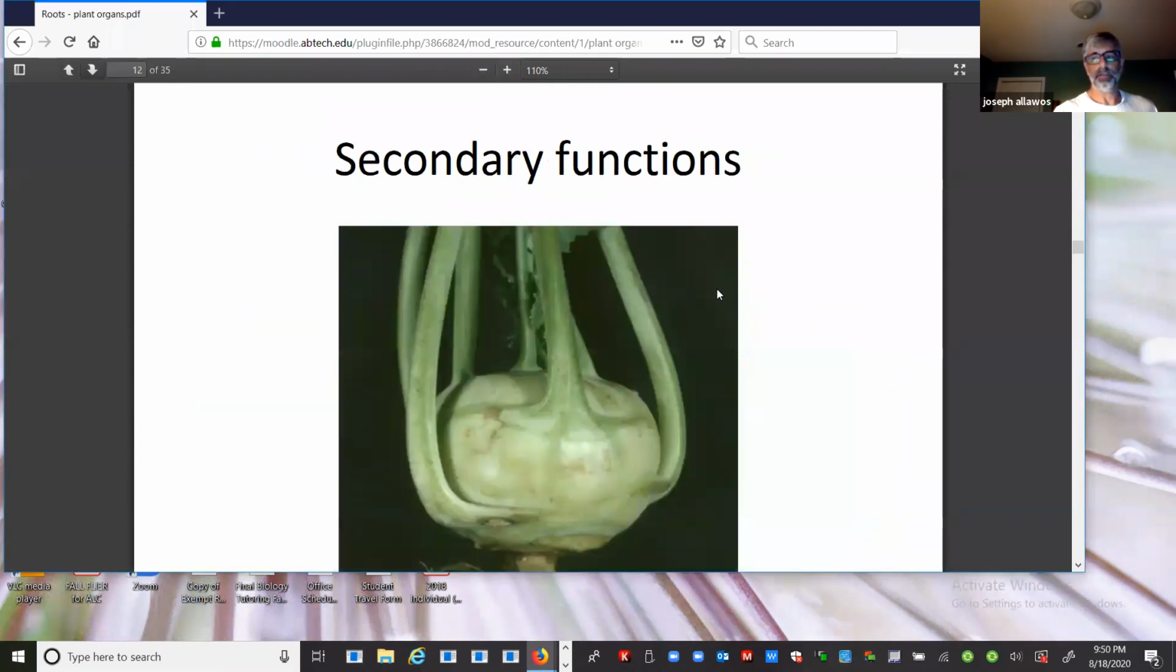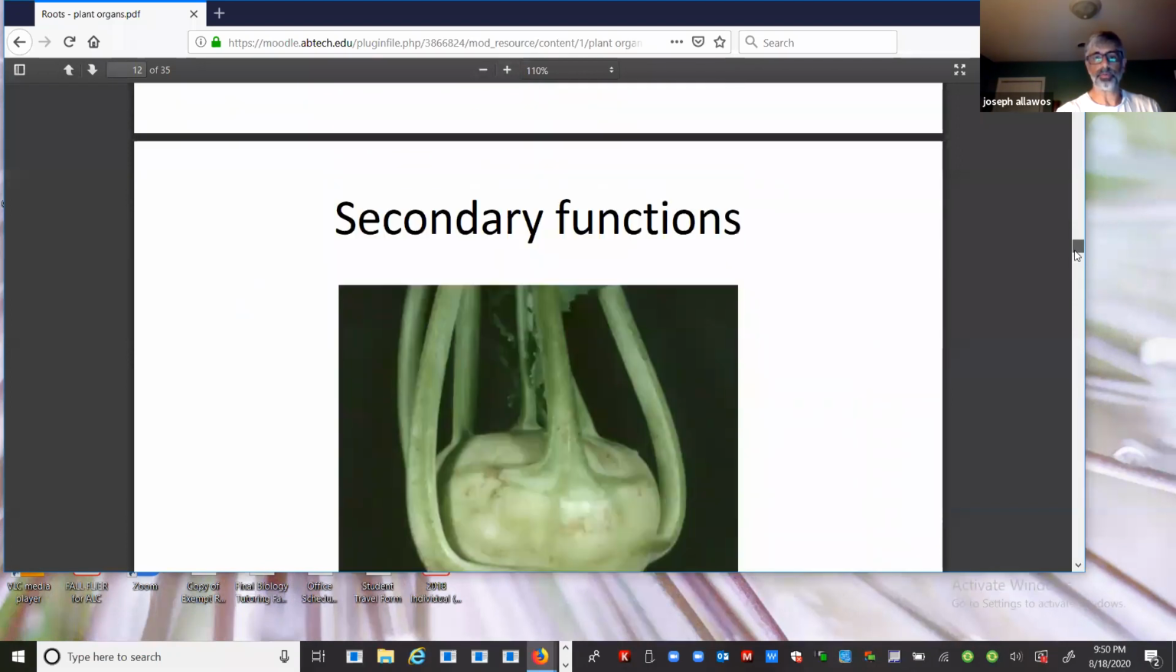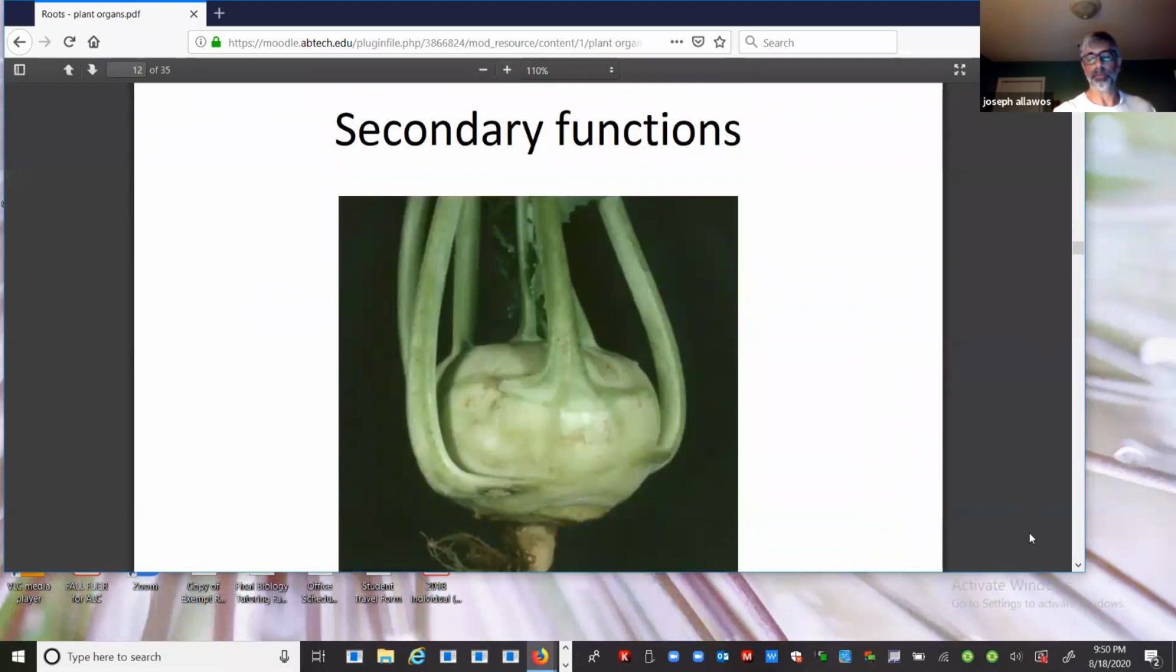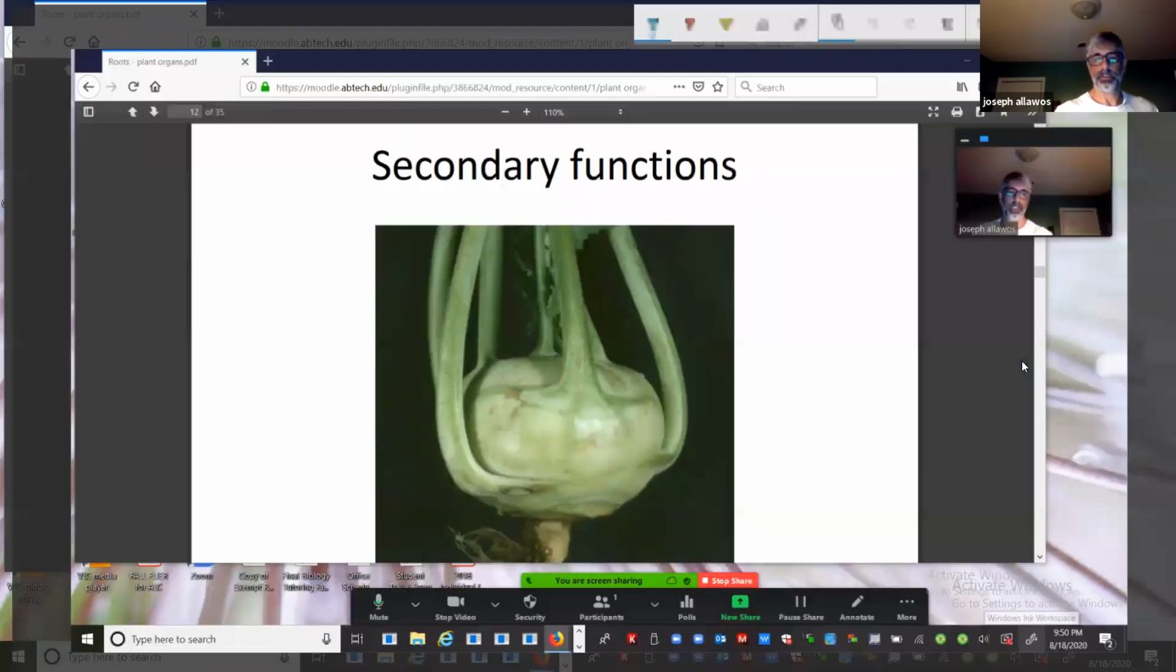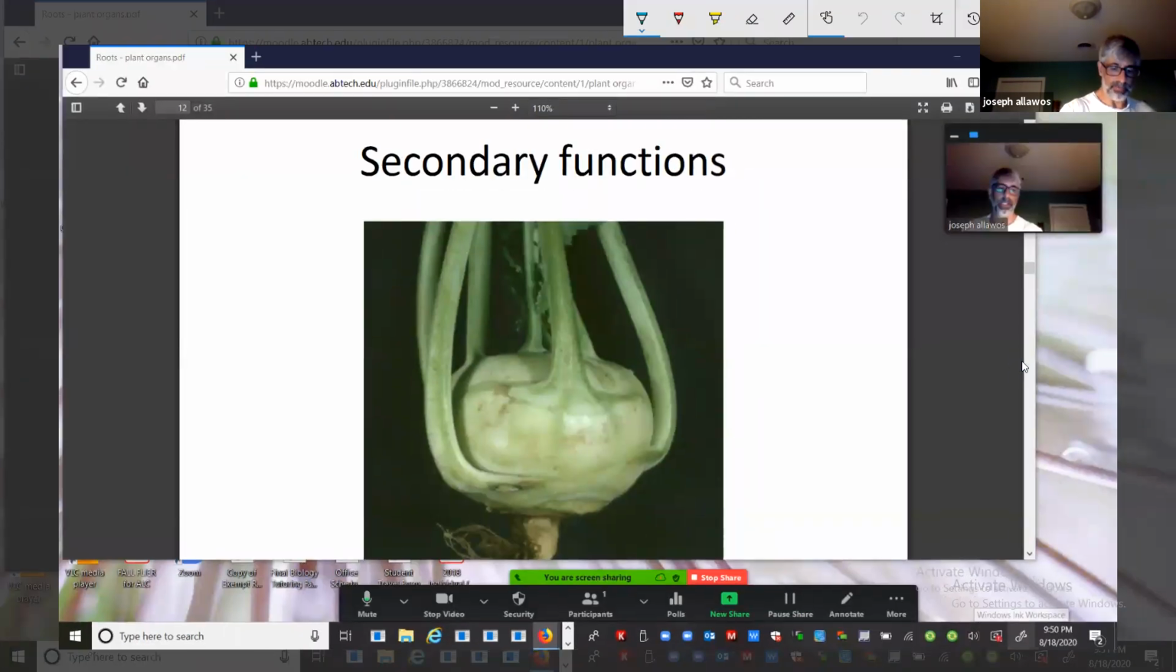Moving along, secondary functions of stems. Well, just like there were storage roots, there are storage stems. This plant that you're looking at here is called kohlrabi. Anybody ever eaten kohlrabi? I don't know. That's a word I know how to spell. This is a storage stem.